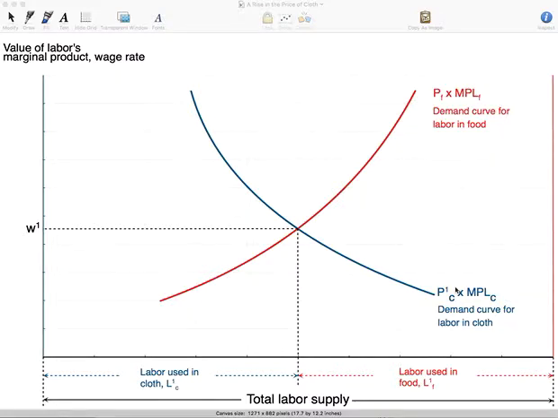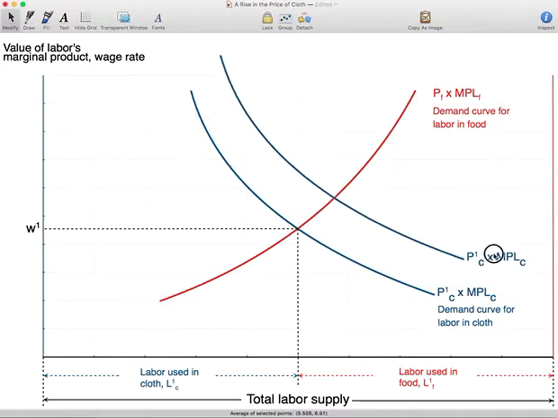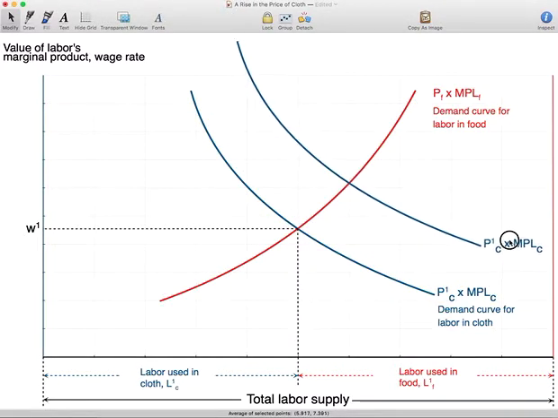So if there's an increase in the price of cloth, we are going to see a shifting in the demand for cloth. So let me, as a shortcut, just duplicate this, and I will shift it to the right to show that there is an increase in the price. And let me change the notation on this so that you know that P2 is at the higher price level. So P2 is higher than P1 for cloth, and this causes the demand for labor in cloth to increase.